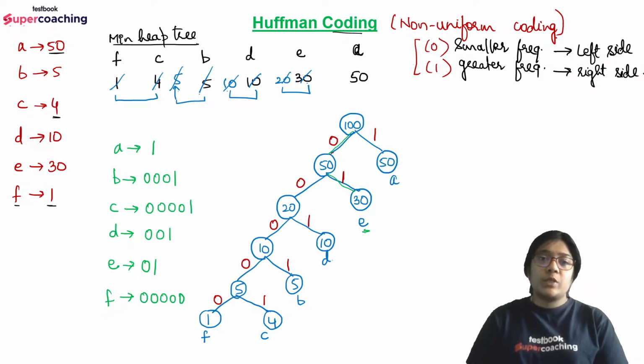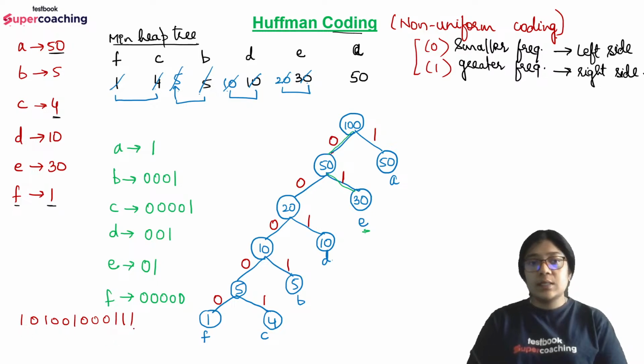How can a question come based on this? You might be given some sequence of bits and they'll ask what the decoded message will be. You will be given an encoded message and you have to identify the decoded message. For example, if you are given 1 0 1 0 0 1 0 0 0 1 1 1. This is some message given to you. What will be its equivalent decoded message?